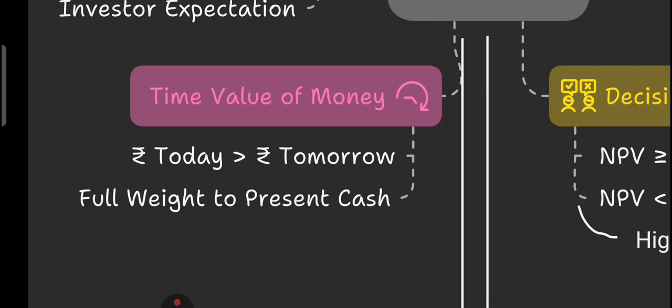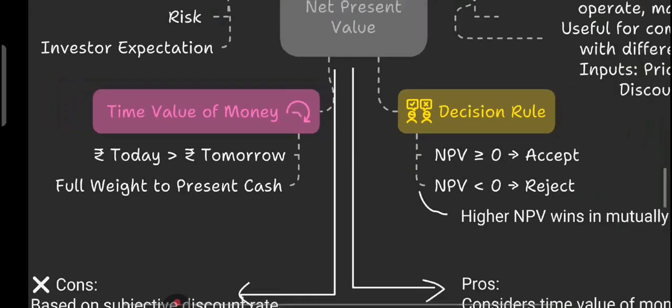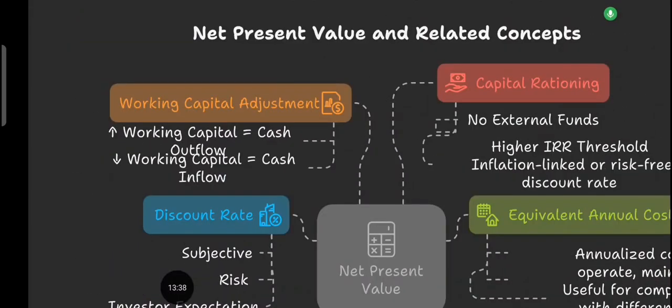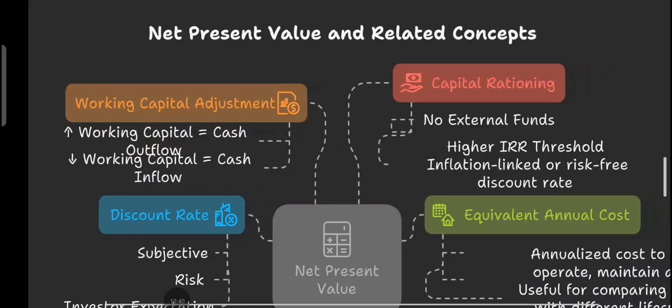It gives complete weight to the present cash, and that is key in smart decision making. So the question is, how does it work? Let's look at the working of this NPV.